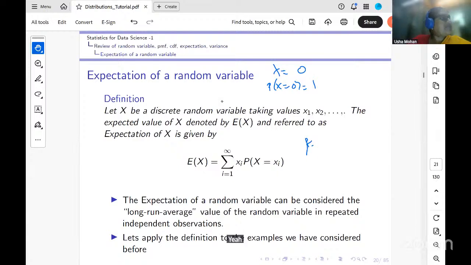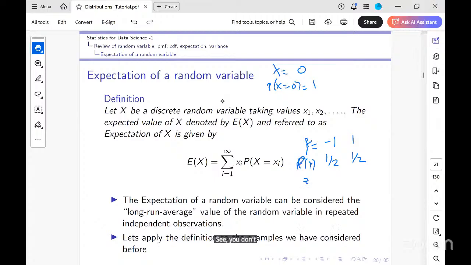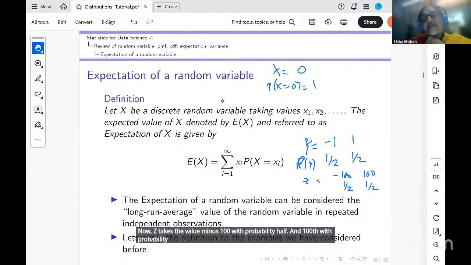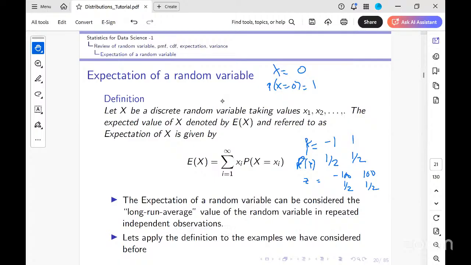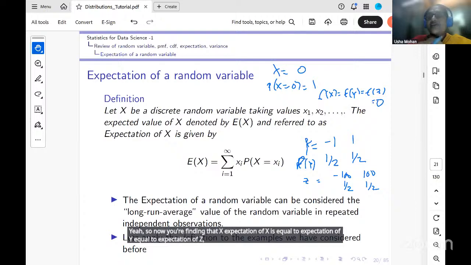Now Y takes the value -1 with probability half and +1 with probability half. What is the expectation of Y? Zero. Now Z takes the value -100 with probability half and 100 with probability half. What is the expectation of Z? Zero. So now you find that expectation of X is equal to expectation of Y, equal to expectation of Z, which is equal to 0.